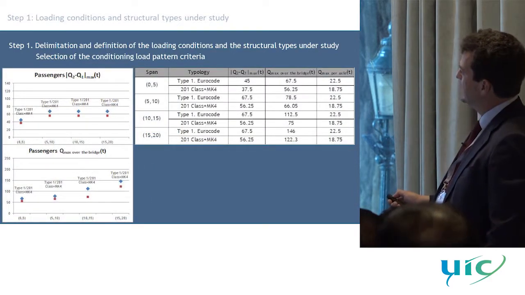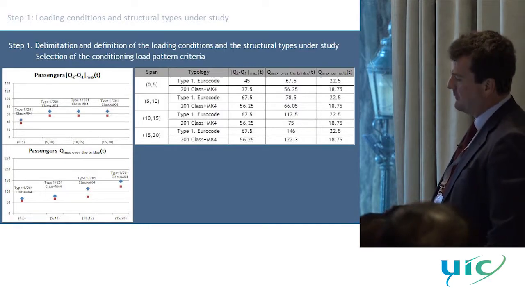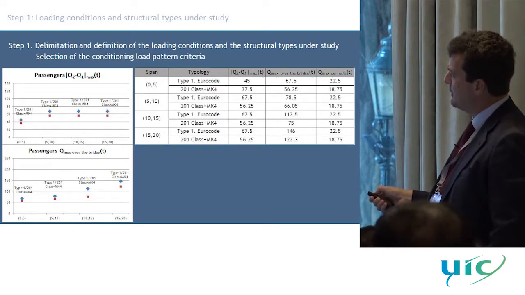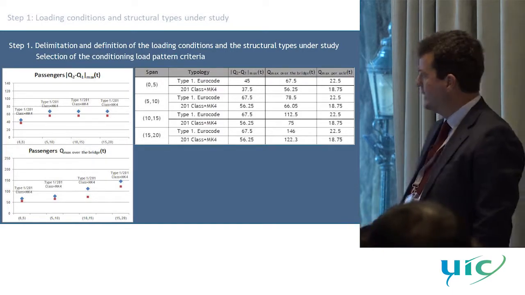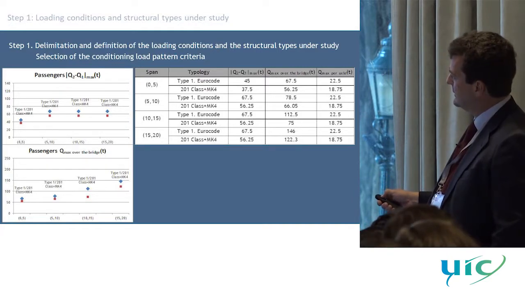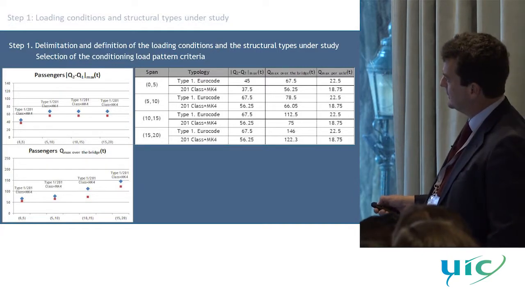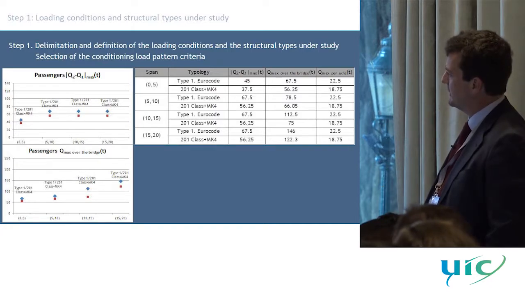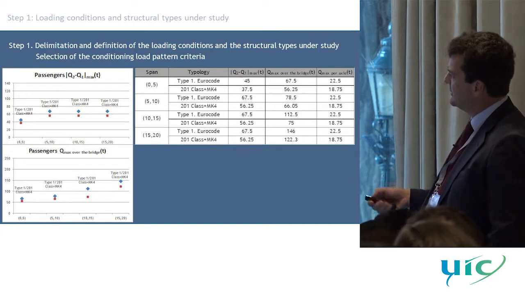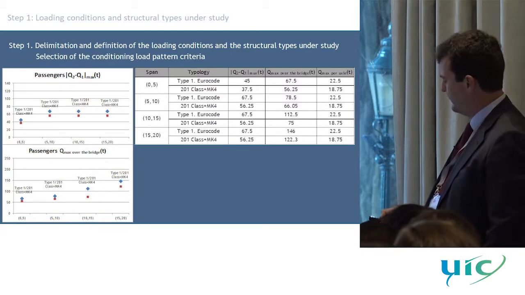So, this is more or less what you have. We have type 1, type 3, type 5 in Eurocodes, and then we have real trains passing over. So this is more or less what we have, looking at these trains, taking into account these spans. We did it for passengers and also for freight.